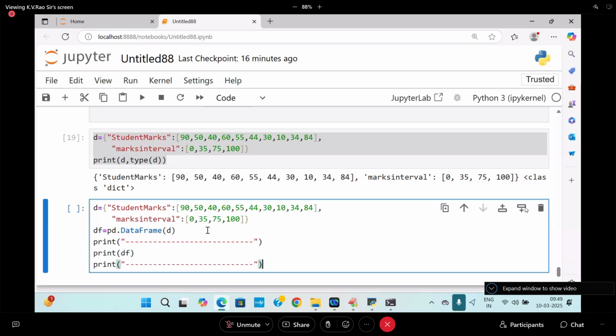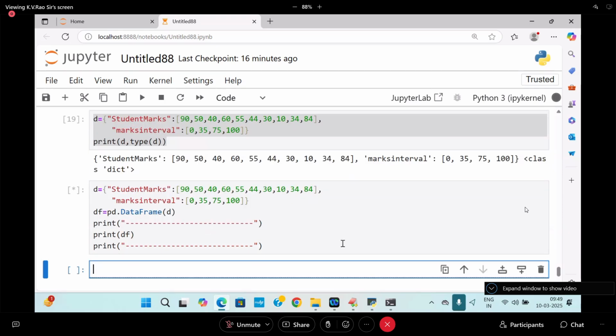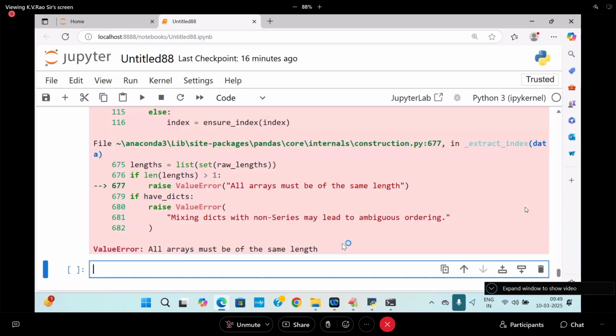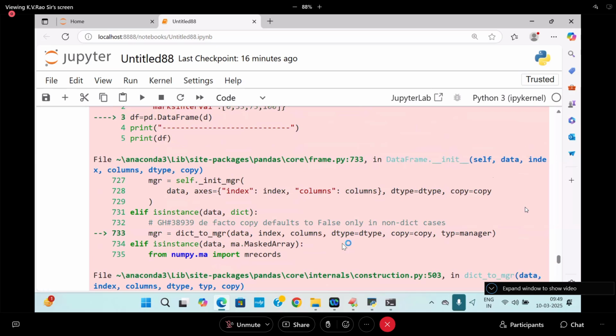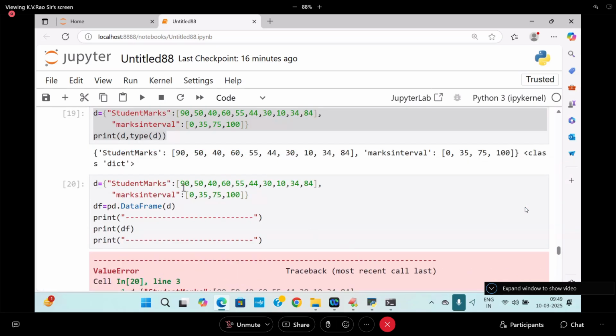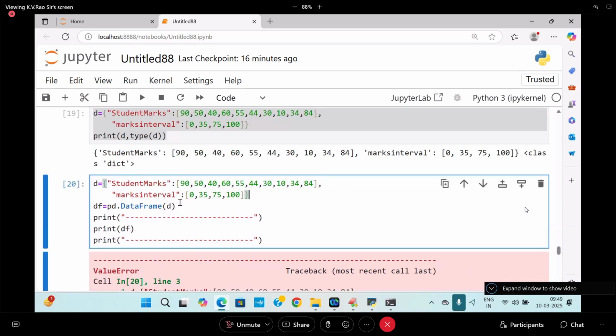It's very simple for you, not at all difficult. So getting this, the arrays must have the same length. So what is happening here? When you are going to a data frame, what is it expecting? Same values must be there. That is perfect. So these are my intervals.